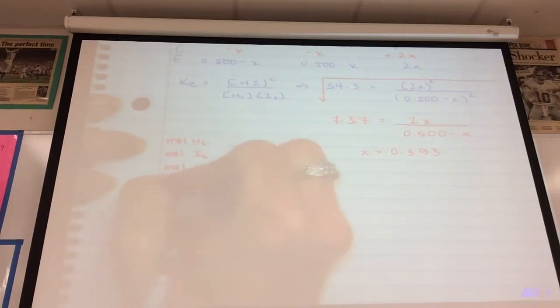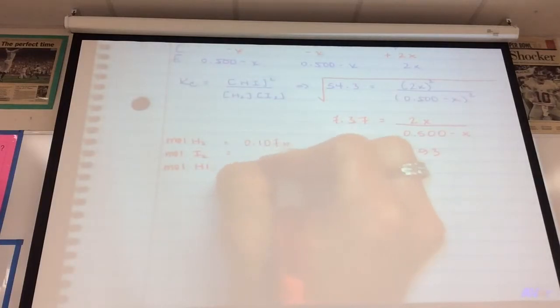What would I do? Just plug it in. So you have 0.5 minus 0.393, that's 0.107 moles for both of these. And what about the hydrogen iodide? What do I do to the x? Multiply it by 2.